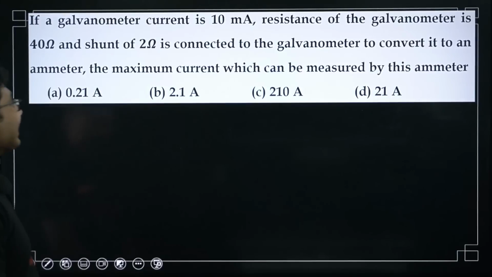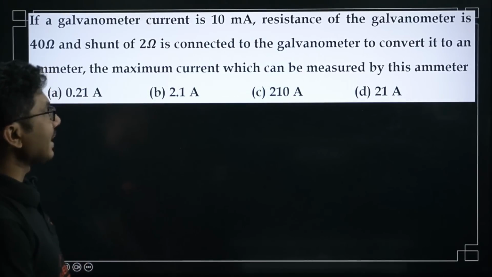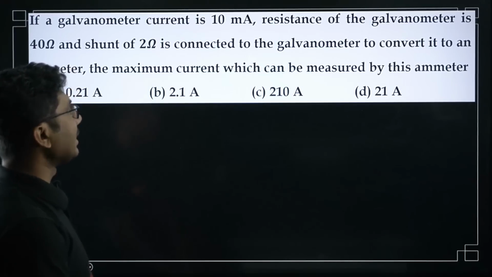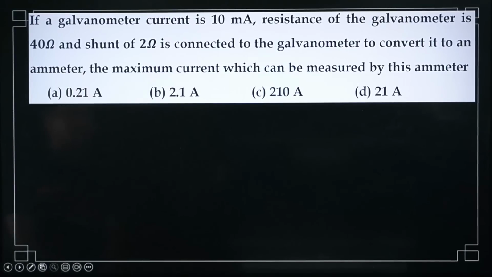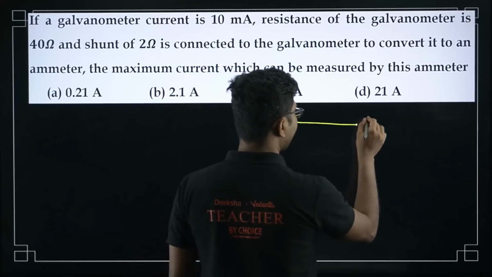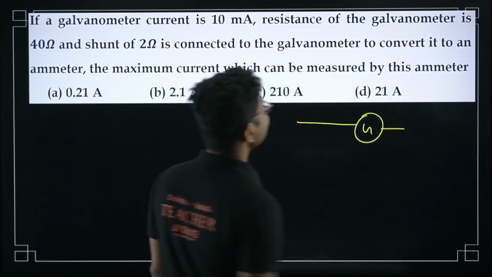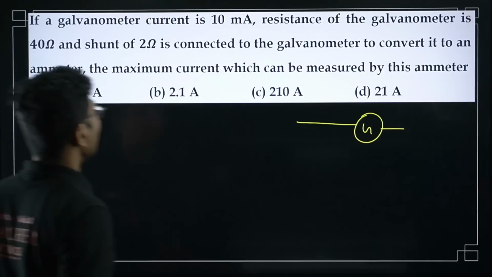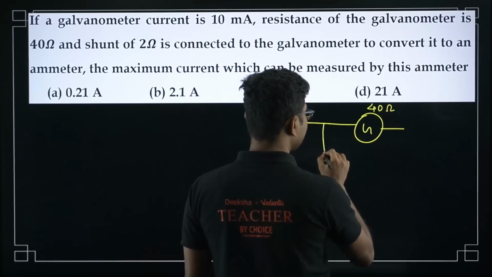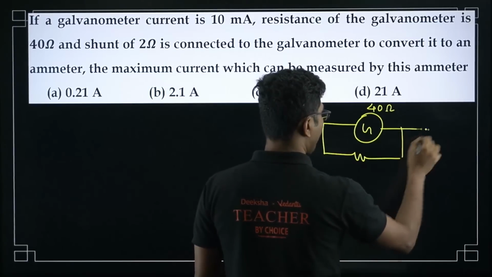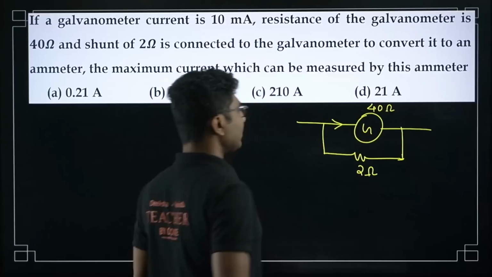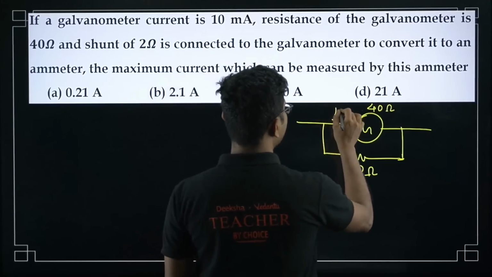If a galvanometer current is 10 milliampere, the resistance of the galvanometer is 40 ohm and shunt is 2 ohm is connected to the galvanometer to convert it to an ammeter. The maximum current which can be measured by this ammeter. So here we have a galvanometer. Okay, the resistance of the galvanometer is given by 40 ohm. And we have a shunt of 2 ohm. Okay, now the maximum current through the galvanometer is given by 10 milliampere.